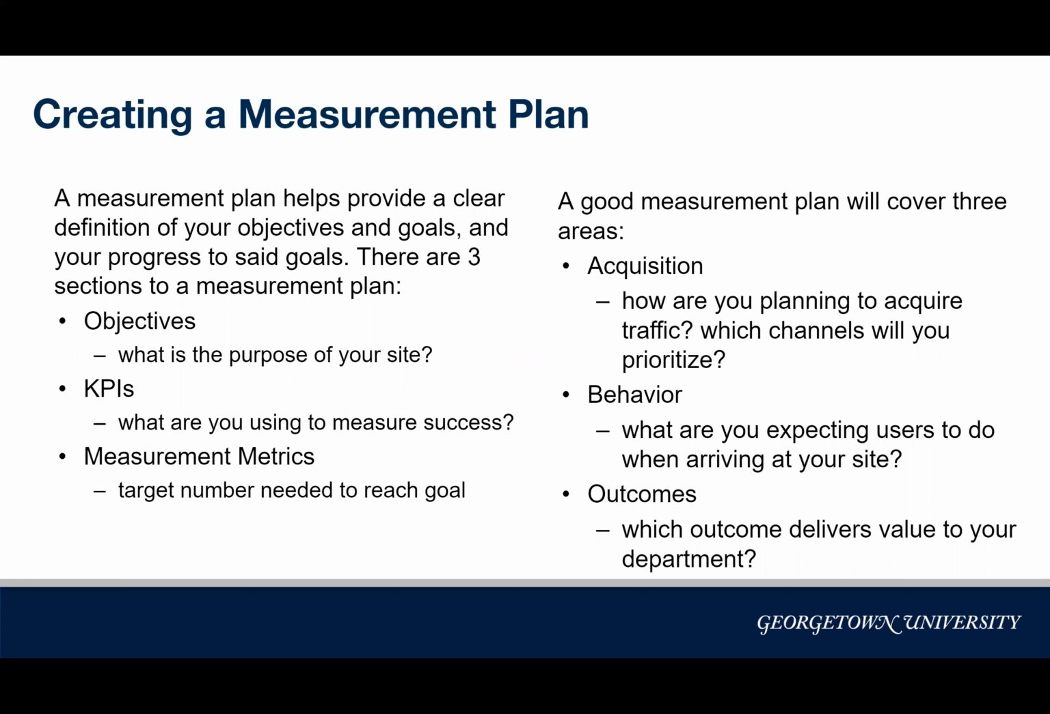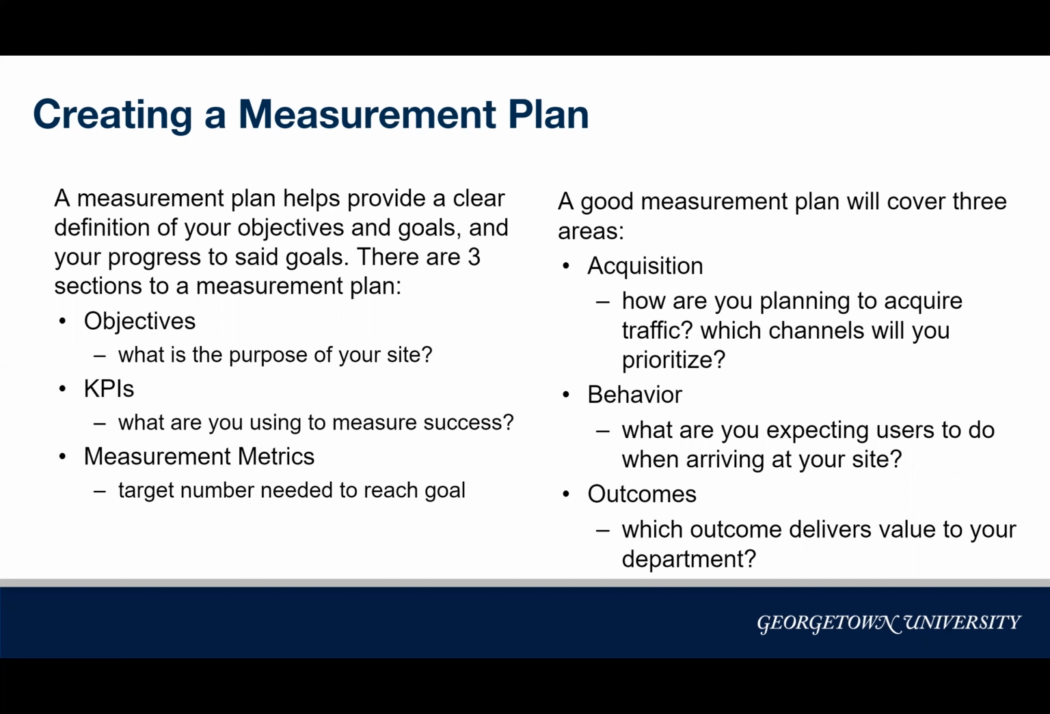So there are three main parts to a measurement plan: the objectives, the key performance indicators, and the measurement metrics. The objectives are going to be really high level in general and answer questions like, what is the purpose of your site? The key performance indicators are going to help you identify what you will be using to measure success. So what are we using to measure if we've reached those objectives? And the measurement metrics are going to refer to the specific target numbers we set for each goal.